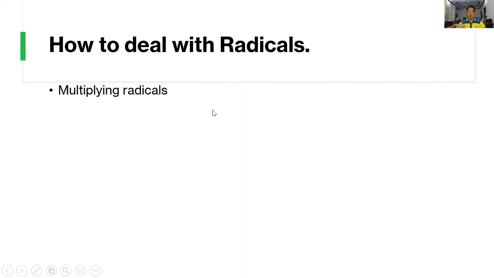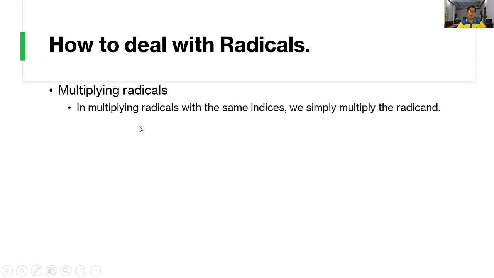Multiplying radicals. So previously we discussed about adding and subtracting radicals. This time around, we will be talking about multiplying radicals. Now, in multiplying radicals with the same indices, so there are times that we have to multiply with different indices, but this time, with the same indices, we simply multiply the radicand.